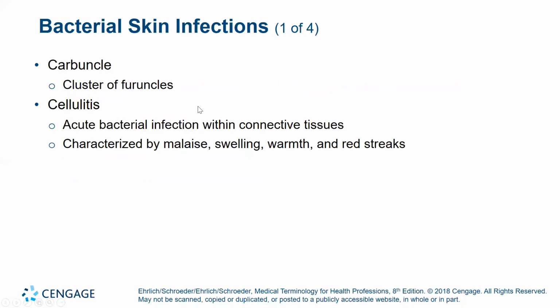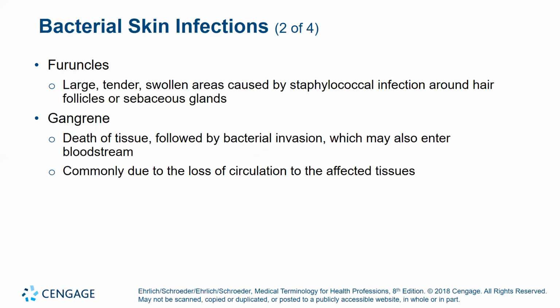Let's take a look at bacterial skin infections. Carbuncle. This is just a cluster of furuncles. Cellulitis. This is an acute bacterial infection of connective tissue, characterized by malaise, swelling, warmth, and red streaks. Furuncles, these are large, tender, swollen areas caused by staphylococcal infection around hair follicles or sebaceous glands.